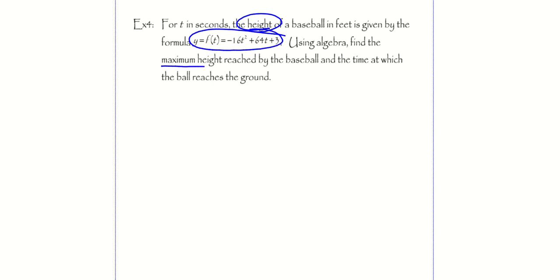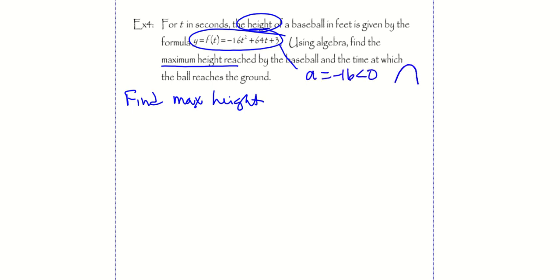So if I want to find the max height, because my a, which is negative 16, is less than 0, I know the graph of this function is going to be concave down, which means the maximum height is going to happen at the vertex. So I want to find my vertex. Well, I know that h will equal the opposite of my b, so the opposite of 64, over 2 times my a, so 2 times negative 16, which gives me 2.